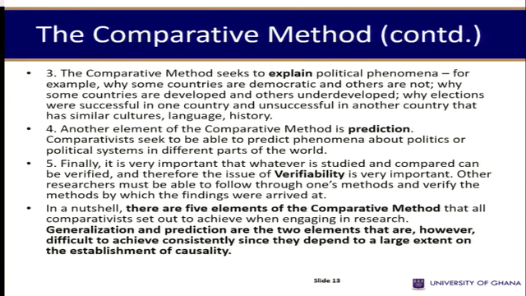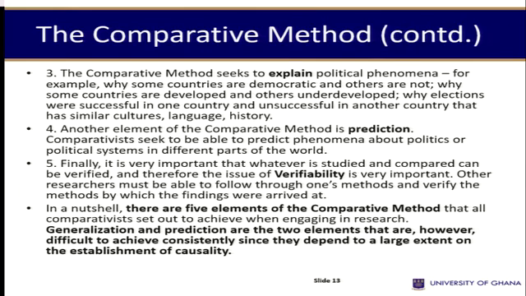Fourth element of the comparative method is prediction. Comparativists seek to be able to predict phenomena about politics or political systems in different parts of the world. Fifth and finally, it is very important that whatever is studied and compared can be verified, and therefore the issue of verifiability is very important.